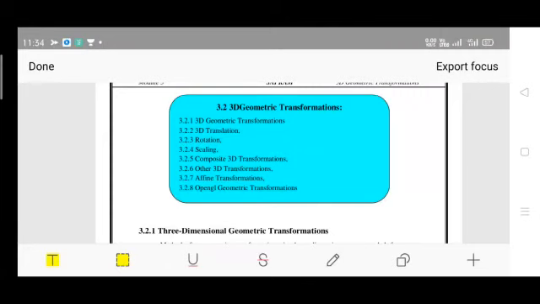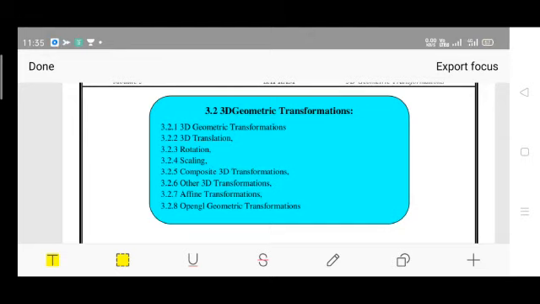Moving on to the next topic, that is 3D geometric transformation. So students, this is the continuation of our previous module. As I said earlier, the same concept will be applicable for three-dimensional models. So an additional z-axis we will be taking. Let me brief it once again.